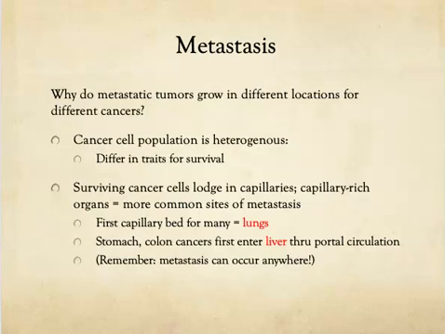Now, the other two places that are quite common for metastasis are the brain and certain bones. And again, that has to do with where the primary tumor is located and where the shed cells are going to first encounter capillary beds.